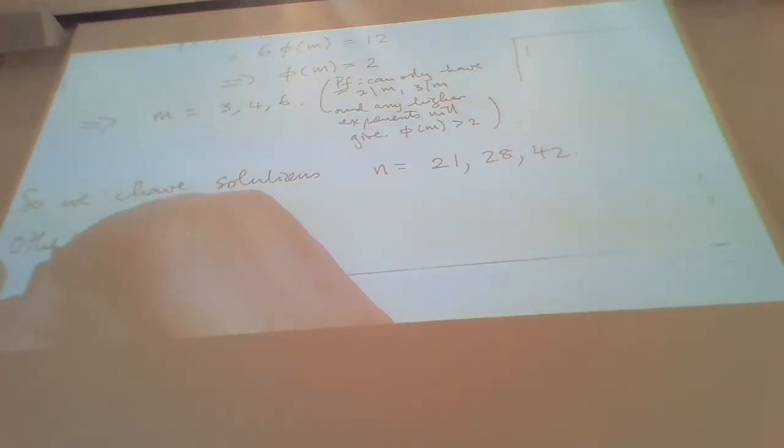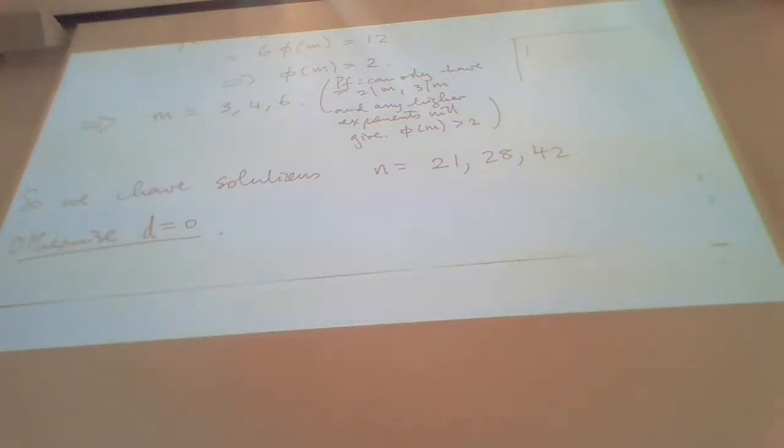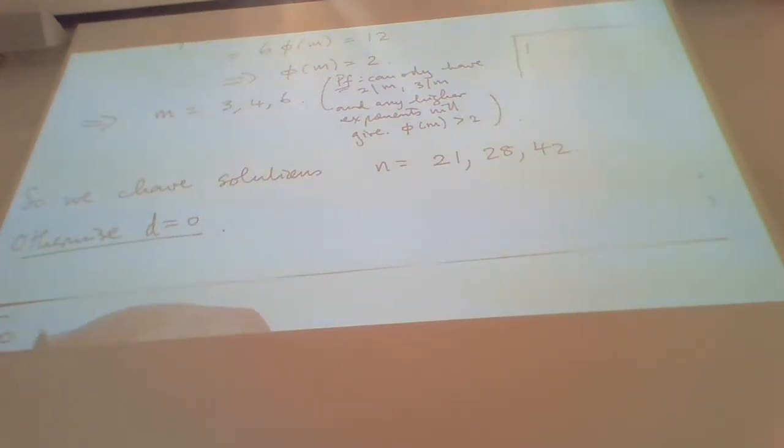But otherwise D must be 0, yeah? Because the only possibilities up for it were 1 and 0. We dealt with the case 1, so now we assume it's 0. Okay. So now what does the n look like now? It's just 2s, 3s and 5s. I guess we just keep going, same thing.